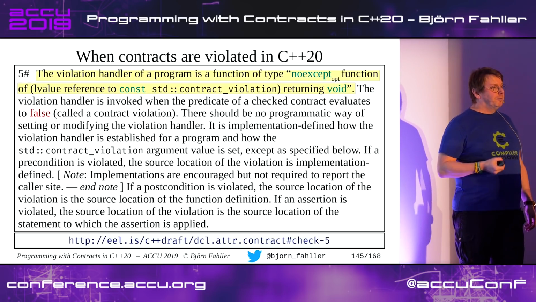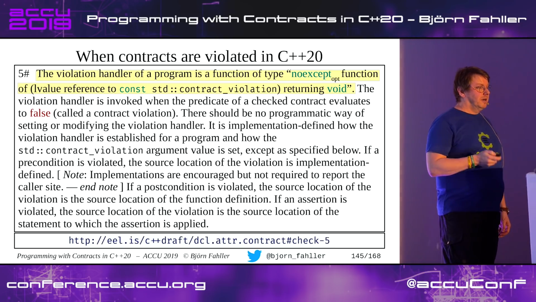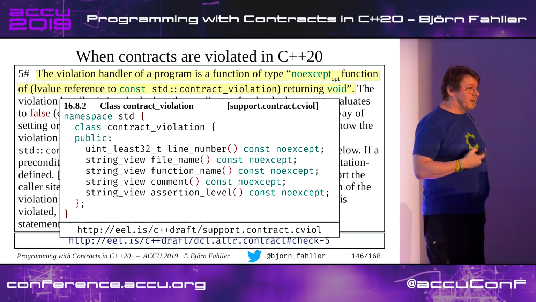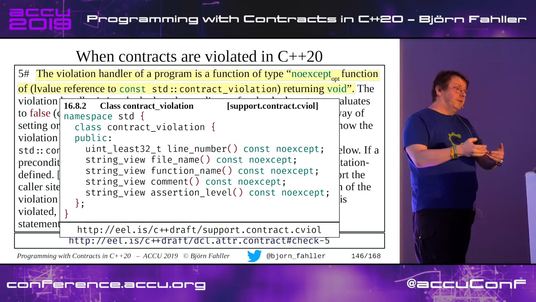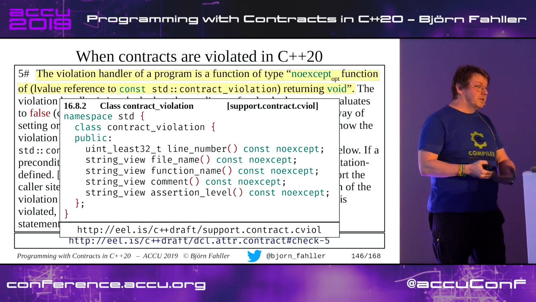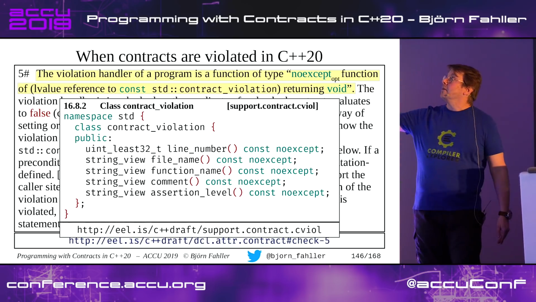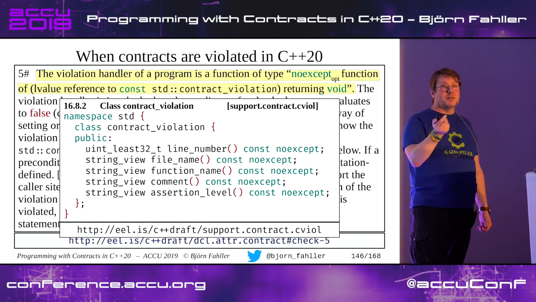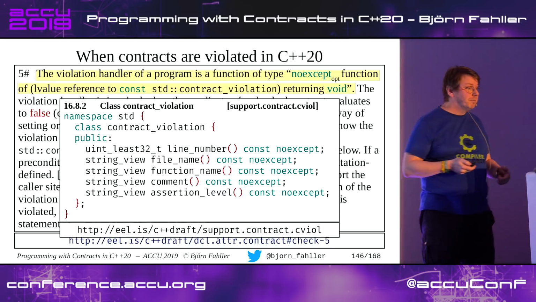The violation handler of a program is a function type that is optionally noexcept and accepts a reference to a constant contract violation. Contract violation is a type that looks like this. We have some information about the file and line, the name of the function, a comment, and the assertion level. This noexcept optional is, like I mentioned, interesting because if you do throw, you may find yourself having problems depending on.